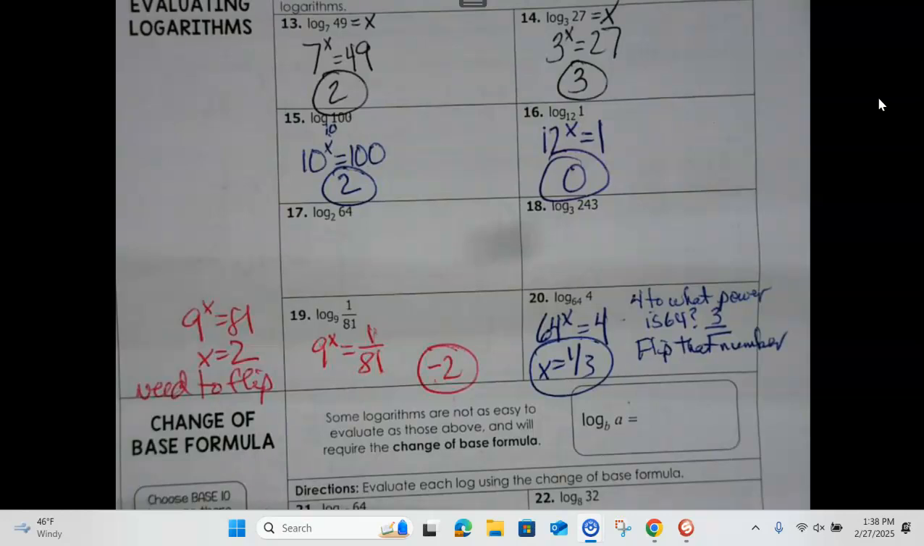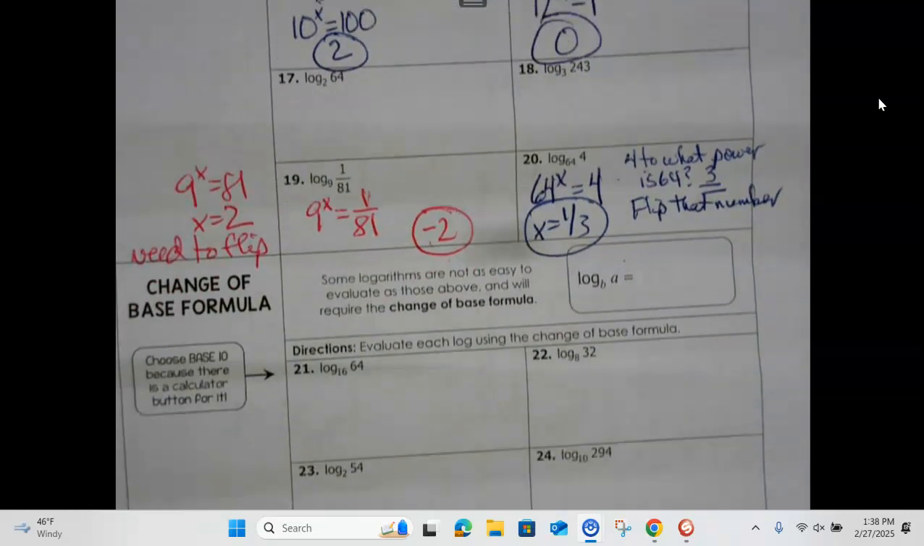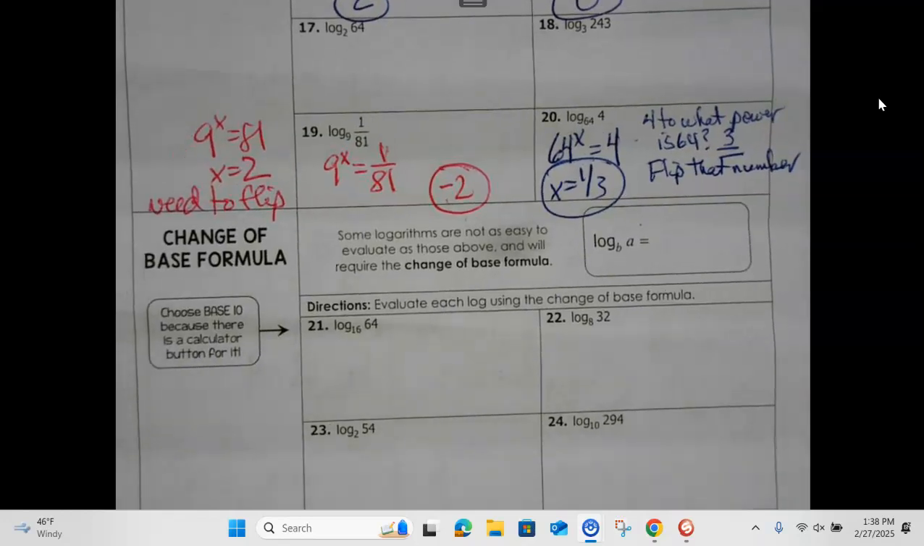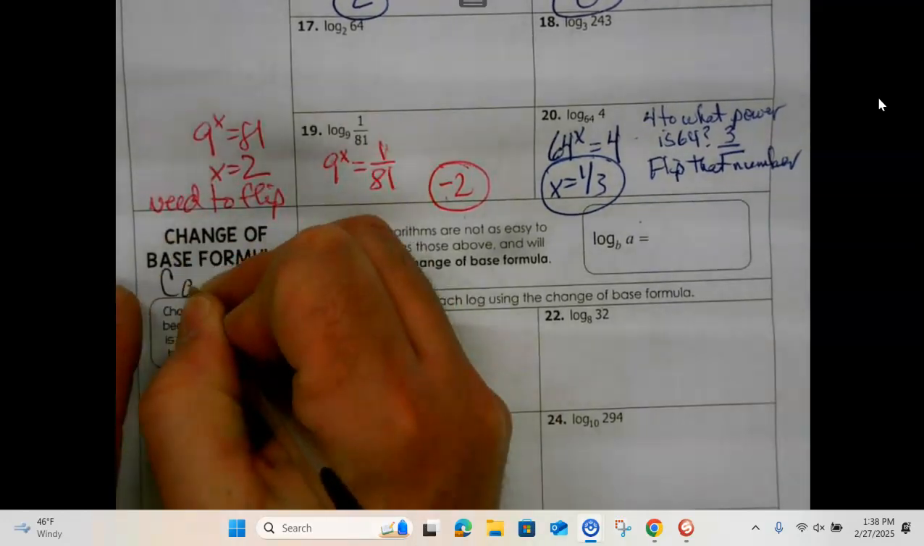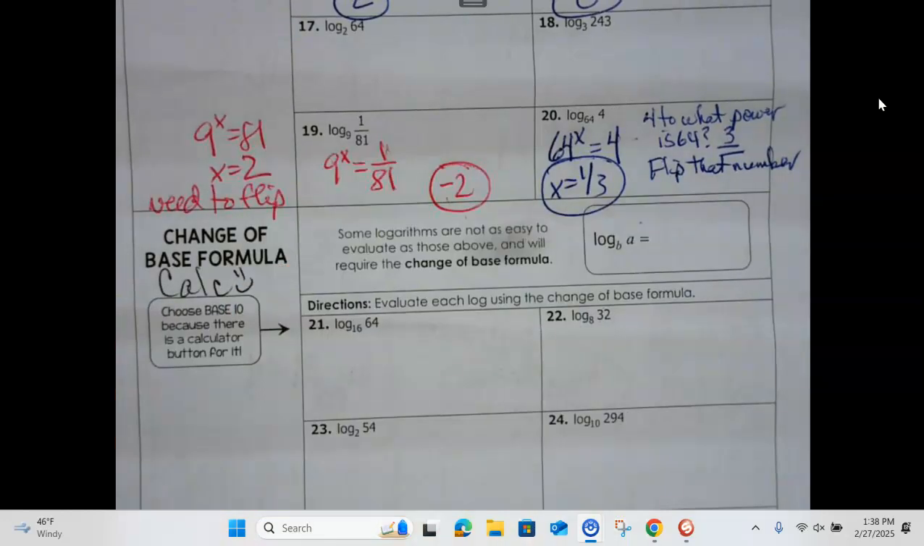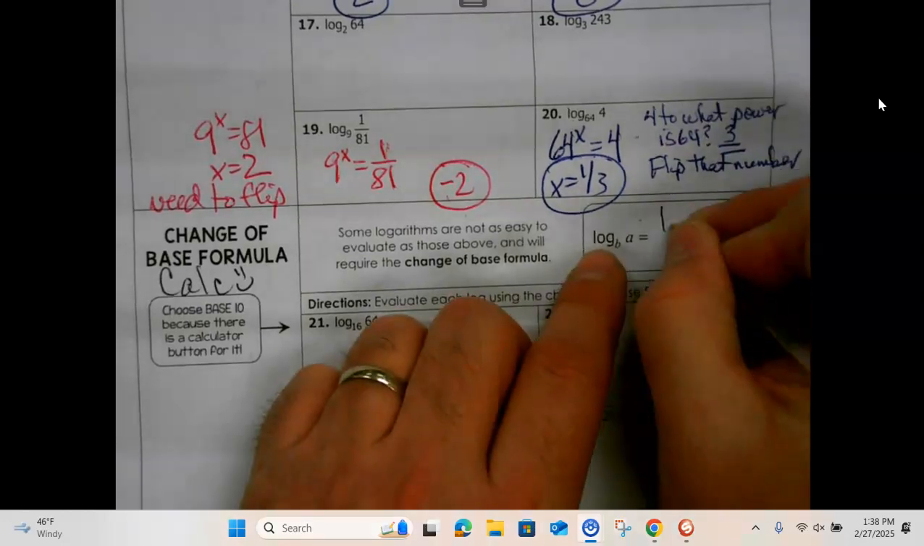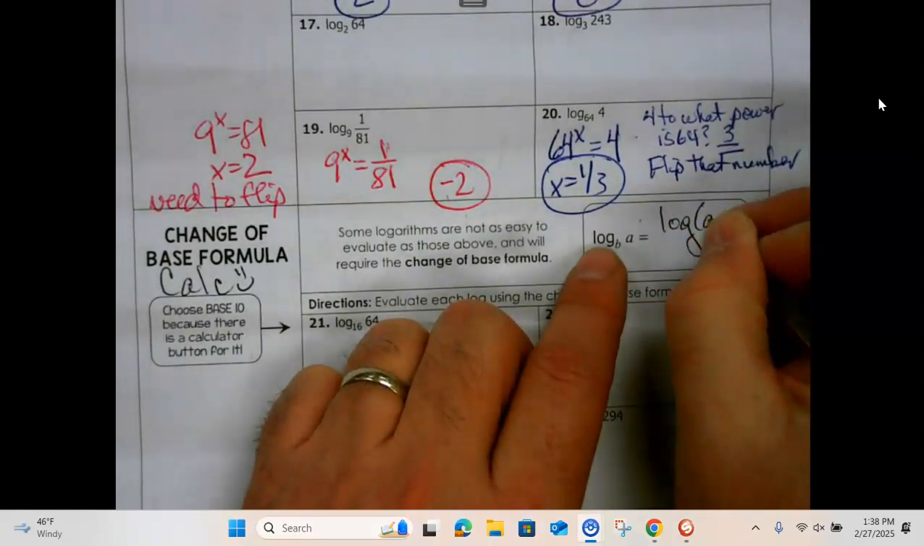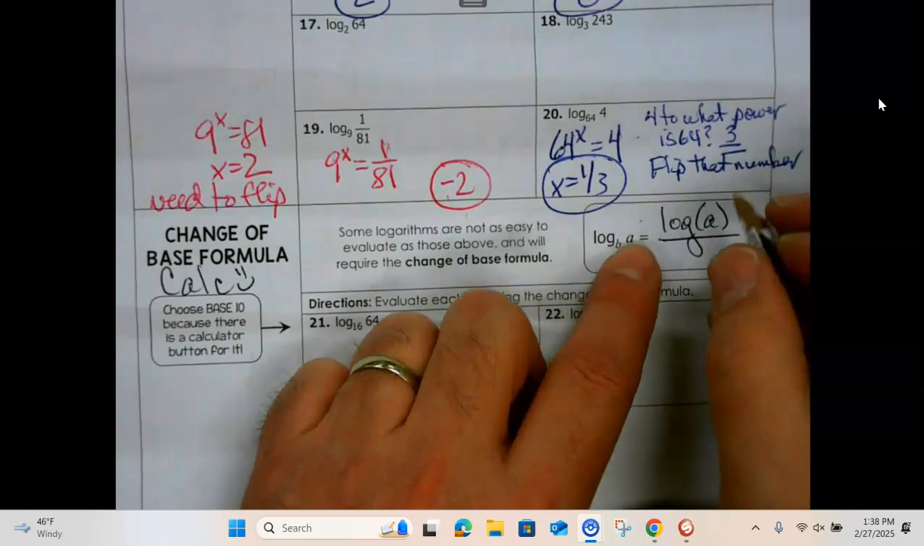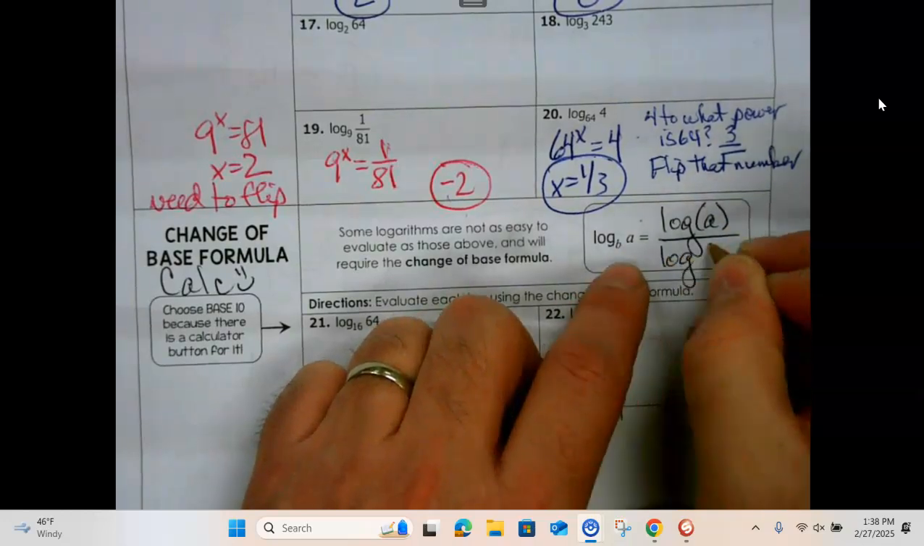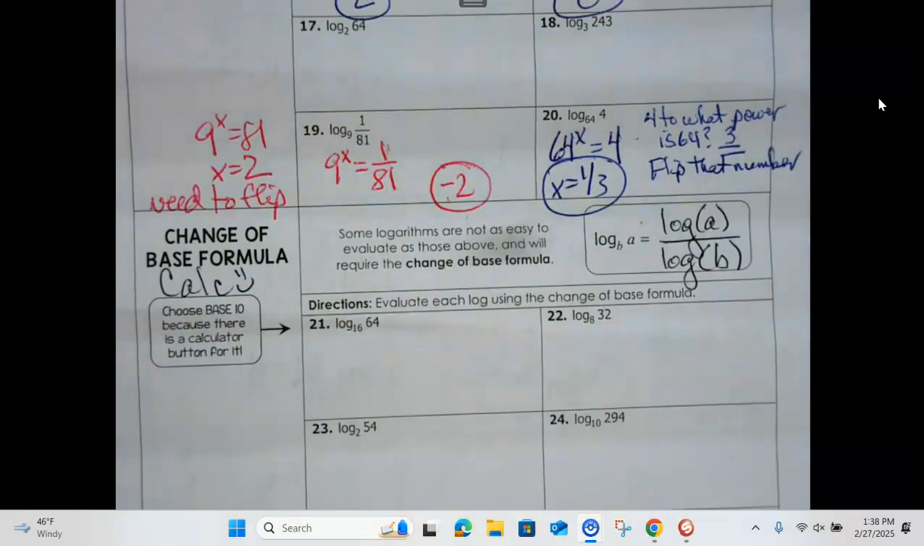So now, there's this thing called the change of base formula. This is where we get to use the calculator. So if you have one that's really hard to figure out, you can do this thing called change of base, which is you are going to take the log of A, your of value, and divide it by the log of B. So here's how this works.